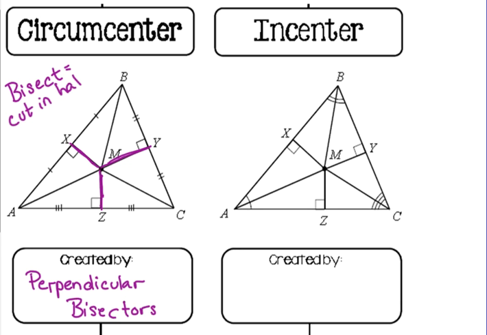You can bisect an angle, you can cut an angle in half, you can bisect a segment, cut that segment in half. So that's what we're looking at here. These lines, MX, MY, and MZ, are perpendicular to the sides of the triangle, and they cut the sides of the triangle in half. It cuts it into two congruent pieces there. So the circumcenter is the intersection right here of the perpendicular bisectors. Okay, the circumcenter is the intersection of the perpendicular bisectors.